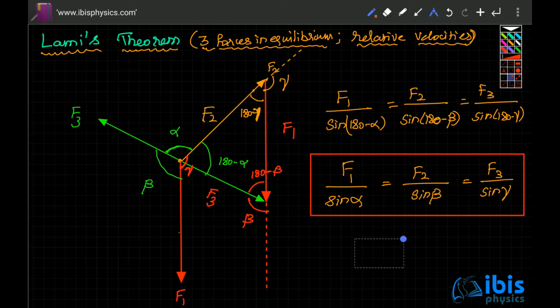Suppose this is one force F1, this is F2 and this is F3. So these three forces are acting. Let's say F1, this angle is alpha, F2, this angle is beta, F3, this angle is gamma. Then F1 by sine alpha equals F2 by sine beta equals F3 by sine gamma. This is Lami's theorem. Lami's theorem is for three forces or three vectors that form the sides of a triangle. So this is applicable only when three vectors form the sides of a triangle.